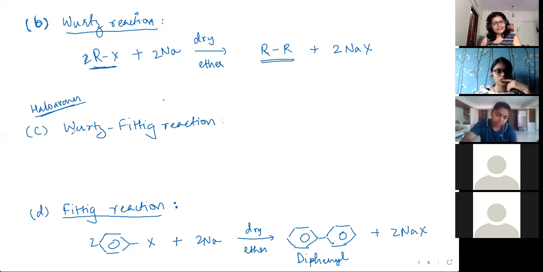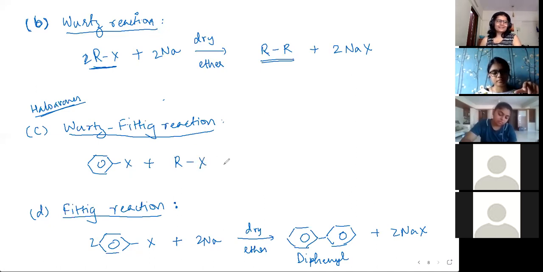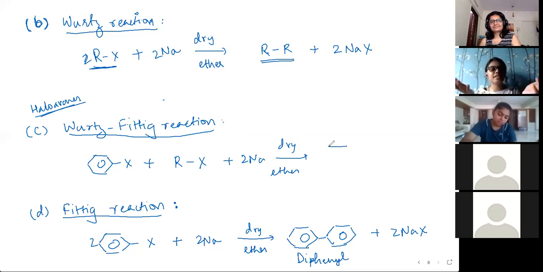Wurtz-Fittig reaction is a combination of Wurtz and Fittig. So you take a haloarene and mix it with a haloalkane, plus sodium in dry ether. Ma'am, but even if you swap the thing, it's still the same thing. We get biphenyl, we'll get 2 R's, and we'll get halogen gas. No, let's not mess that up.